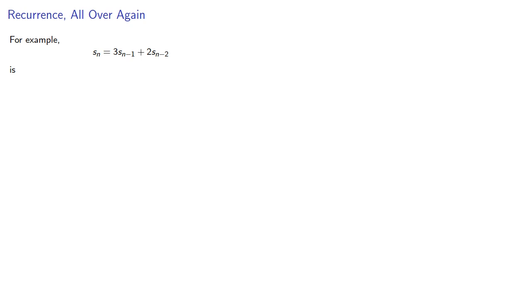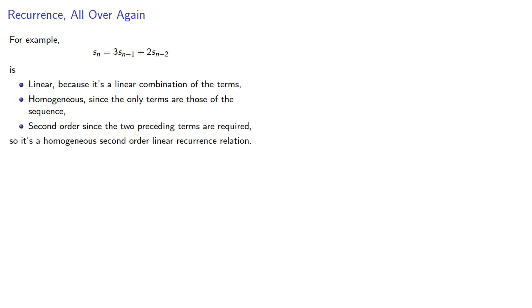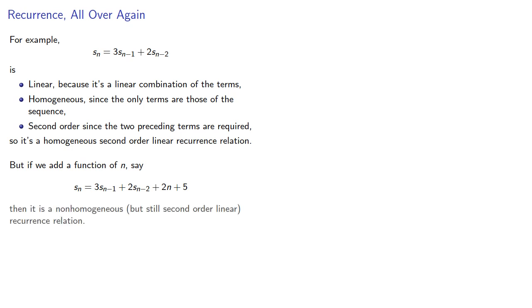For example, this is linear because it's a linear combination of the terms, homogeneous since the only terms are those of the sequence, and second order since the two preceding terms are required. But if we add a function of n, say 2n plus 5, then it is a non-homogeneous, but still second-order linear recurrence relation.